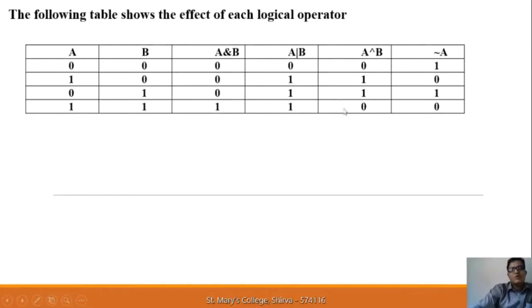Okay, what about the exclusive OR? If the two conditions are both true or both false, then it is false. In the remaining conditions it is true. What about the bitwise NOT? It operates on only a single operand, a single variable. If the condition is false, then the result is true. If the condition is true, then the result is false.